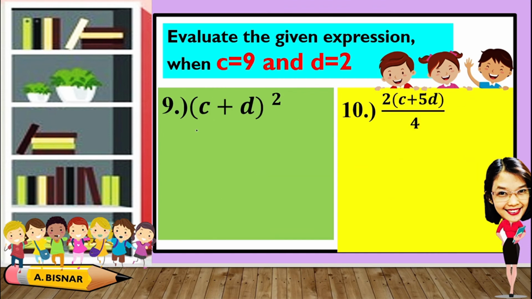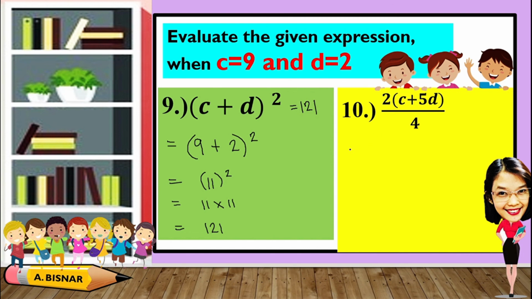Let us have this. Evaluate the given expression when C is 9 and D is 2. Again, C is 9 plus D, which is 2. Then we will get the square of it, which means we have to add before we get the square. 9 plus 2 is 11. Then get the square. This means that we will have 11 times 11. And 11 times 11 is 121.